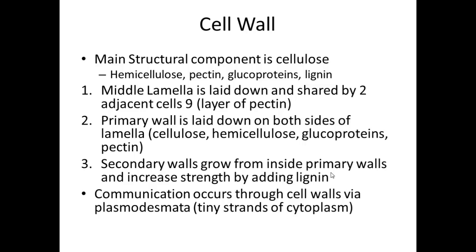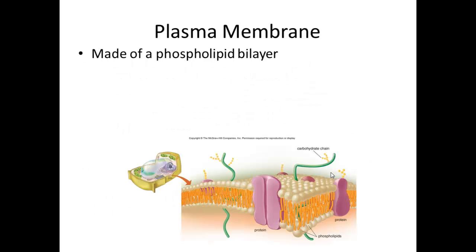Communication occurs through cell walls via structures called plasmodesmata, and they go through different pores of the cell wall, which contain tiny strands of cytoplasm which connect to other cells, and then molecules can be passed through different cells and they can communicate that way.